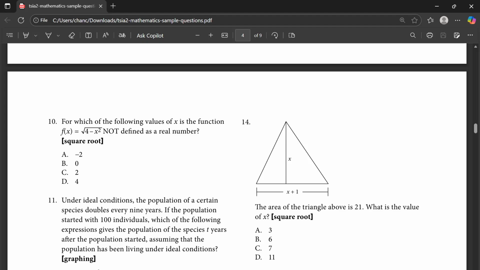If you look back and read it, it says, for which of the following values of x is the function f of x not defined as a real number? Well, that would be 4. If you plug in a 4, you don't get a real number. So answer choice D is what we're looking for.